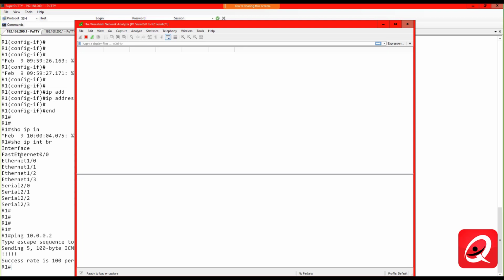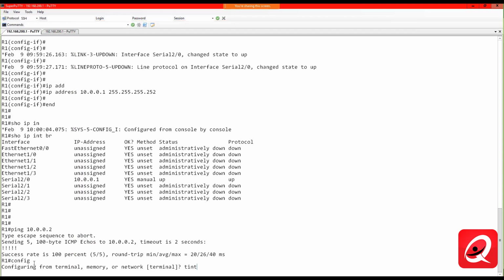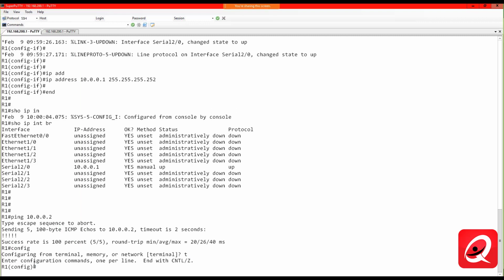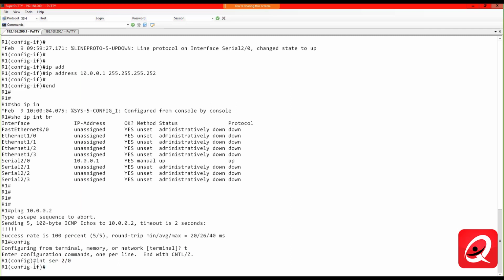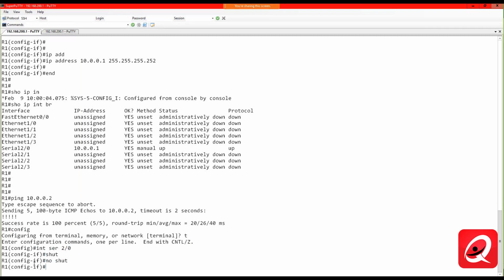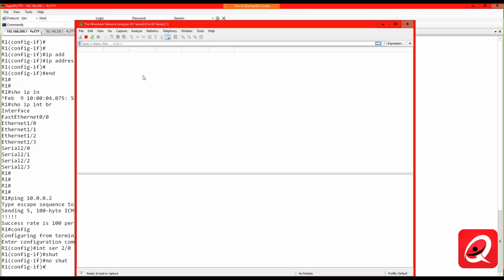I was hoping to be able to see some of the data going across the link here. Let me try something real quick. I want to make sure that my capture is working. Interface serial 2.0. Shut. No shut. We're not seeing any of the captures here.